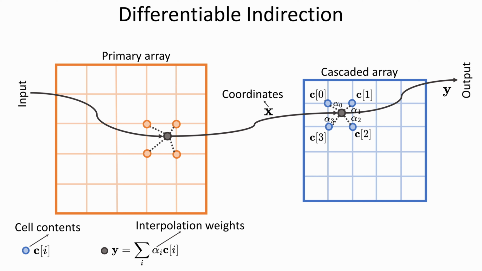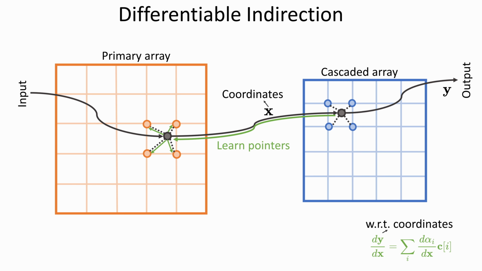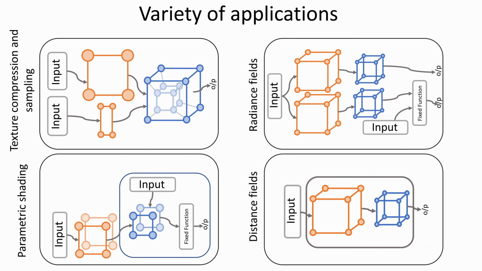A key feature of such arrays is that they are fully differentiable. That is, we compute the gradient not only with respect to the content of the table, but also with respect to the array coordinates. The latter enables learning of the pointer values as stored in the first array. We call the first array primary, as shown in orange, and the second array cascaded, highlighted in blue. We use a combination of primary and cascaded in a variety of configurations to enable various applications.